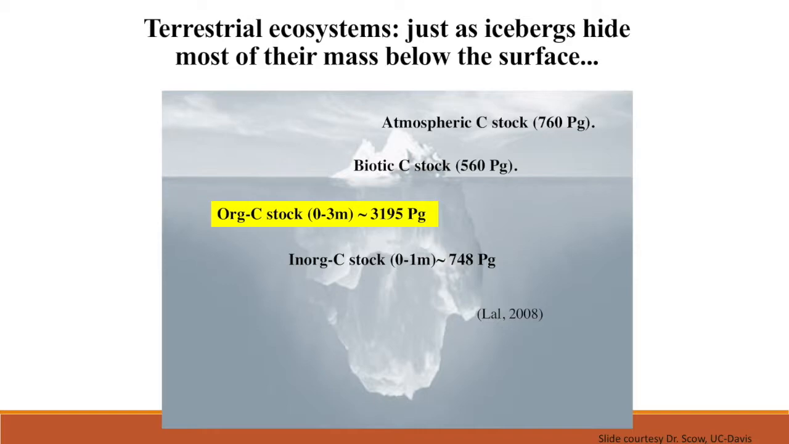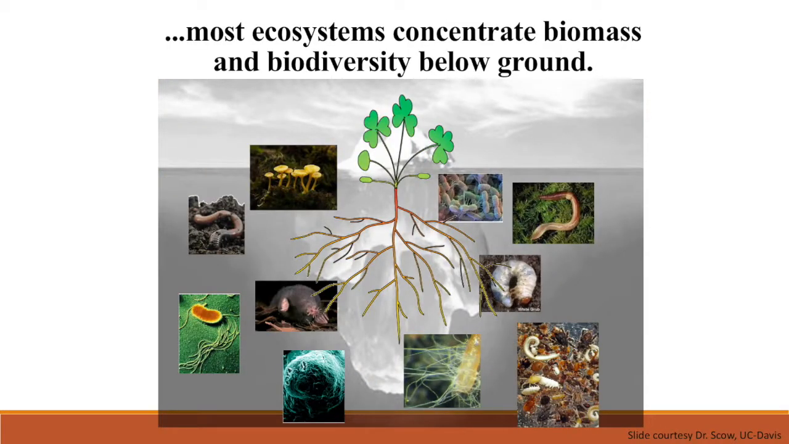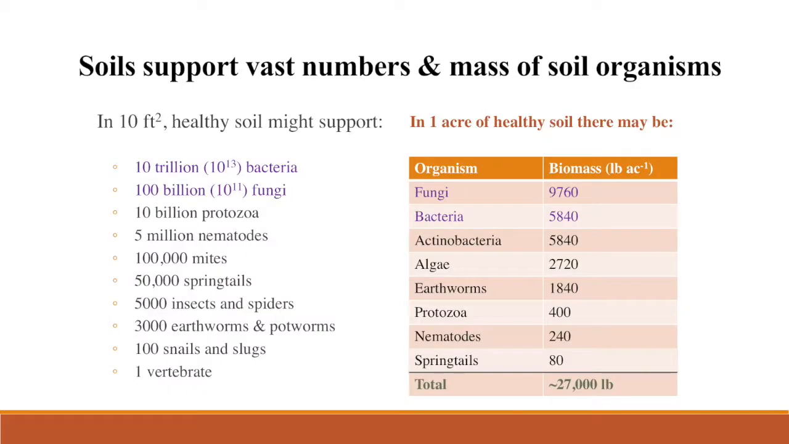Also, soil is the most diverse ecosystem, which you can see from this list of how many organisms soil can support. In terms of numbers, bacteria are the most abundant group, followed by the fungi. In terms of mass, fungi are the most abundant, and then bacteria.